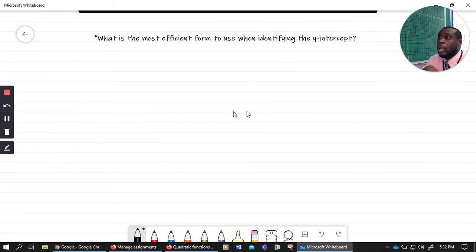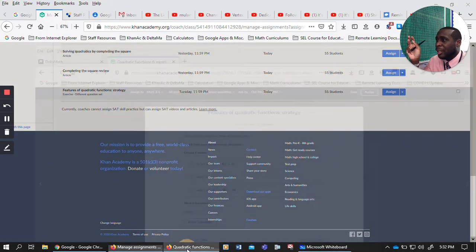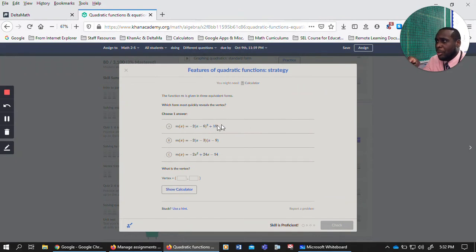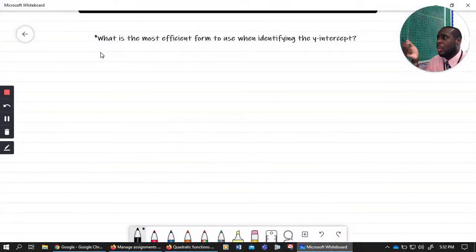So again, guys, on that Khan Academy assignment, the questions may be framed similar to what you see here. They may ask something like, what is the most efficient form to use when identifying the y-intercept? Or it may look like something like this: what's the most efficient form, or which form most quickly reveals the, you know? They'll ask that. So, can you tell me what is the most efficient form to use when identifying the y-intercept?